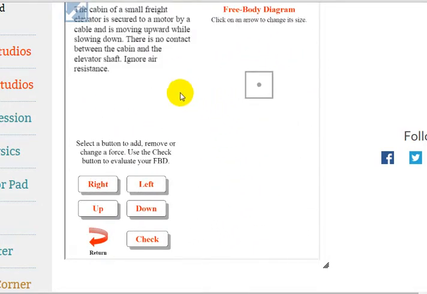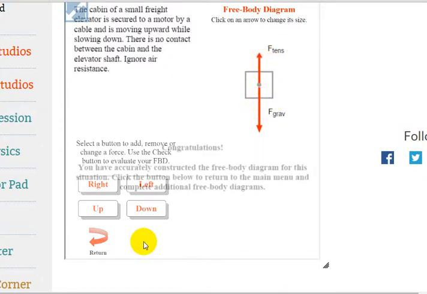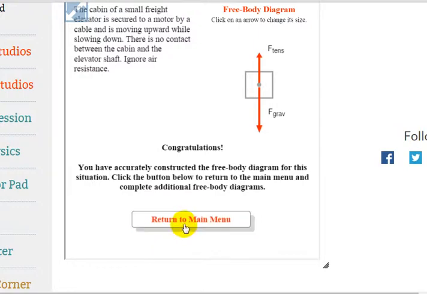Situation 10, the cabin of a small freight elevator is secured by a motor while the cable is moving upward while slowing down. There is no contact between the cabin and the elevator shaft. So downward, we have gravity. Upward, we have tension because it's being pulled up with the rope. And we're told that it is moving upward, but it's slowing down. So you must have an unbalanced force working against it. So that tells us that our force of gravity is larger than our tension force, because we're already moving up. We're looking at the snapshot of it moving already upwards, but it's slowing down. So the upward force balances part of the downward force, but we have extra downward force to slow it down until it reaches a stop.